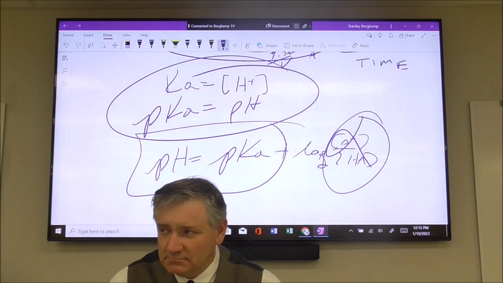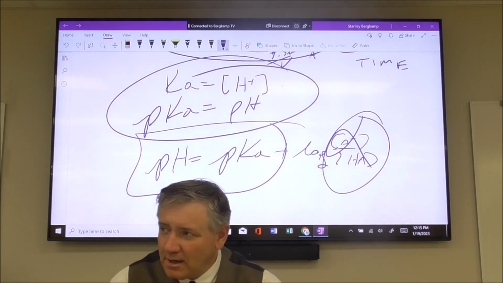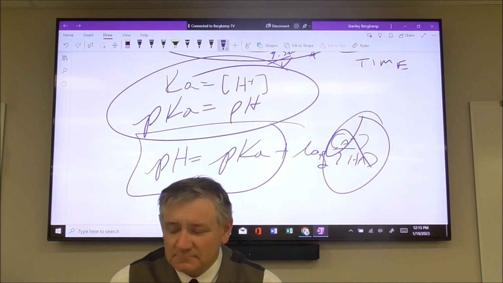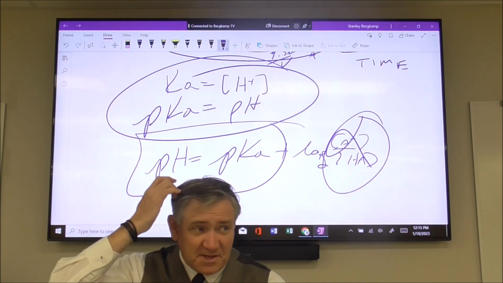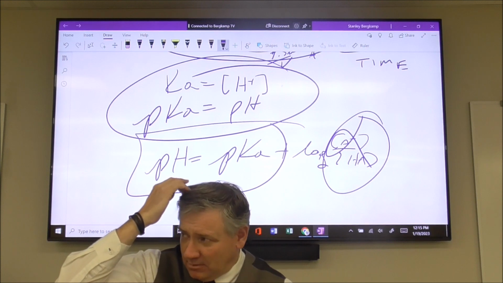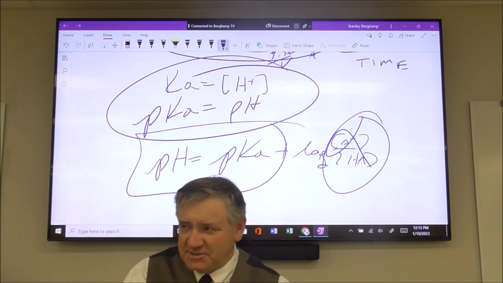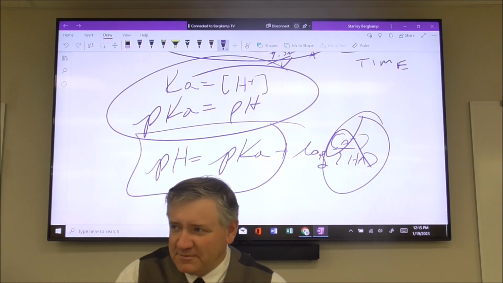So what? Stronger acids have bigger Ka values. Why? Because that means a larger amount of them are getting dissociated. Okay. That's what I want. Just don't tell me, well, the Ka value is bigger or smaller. So what? That's like saying it changes. Big whoop, okay?